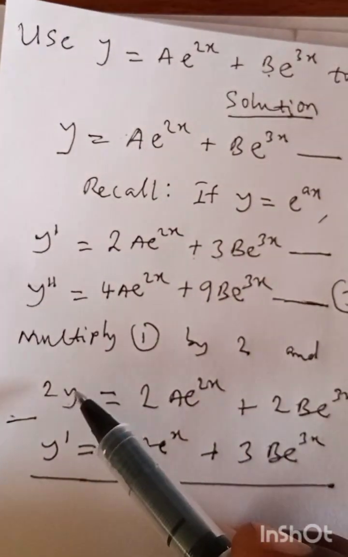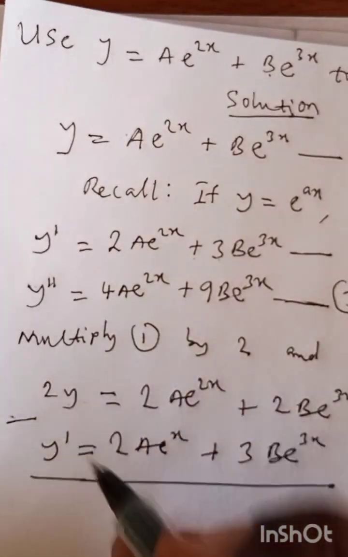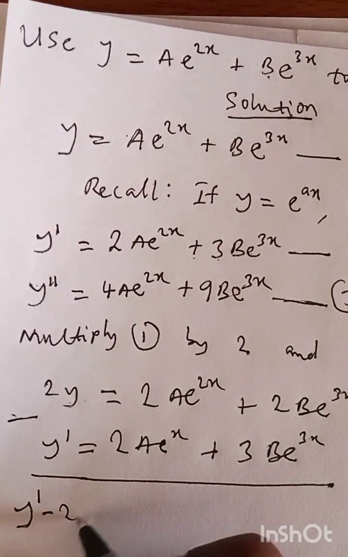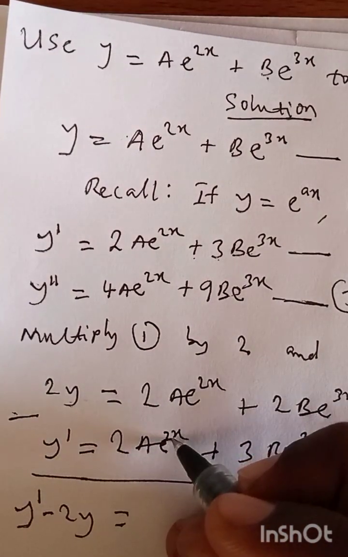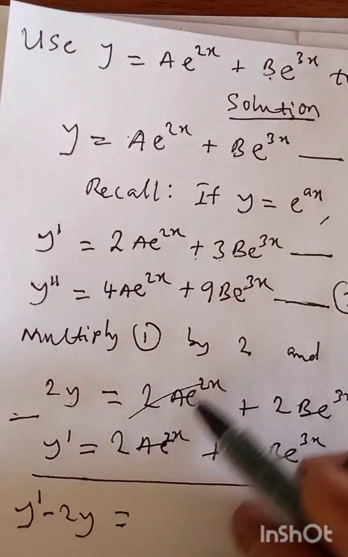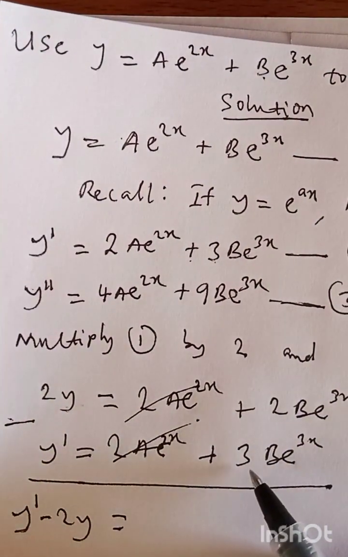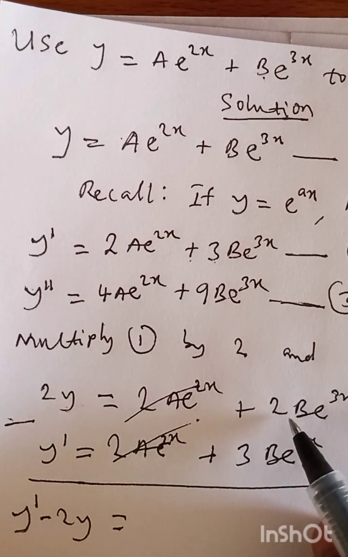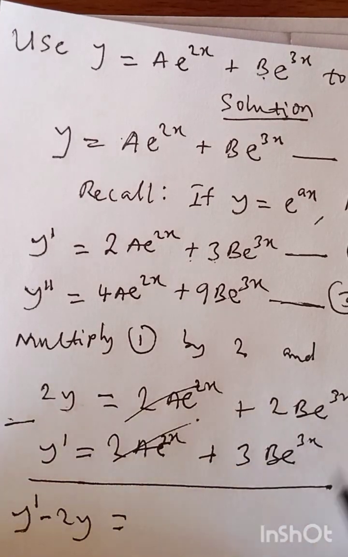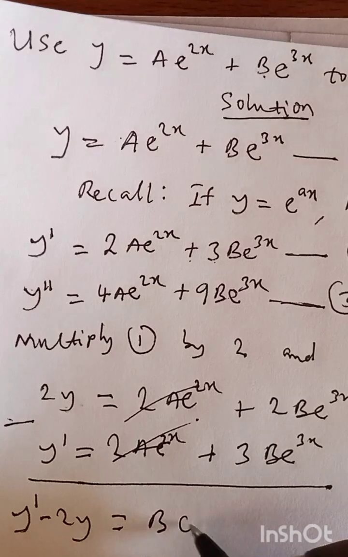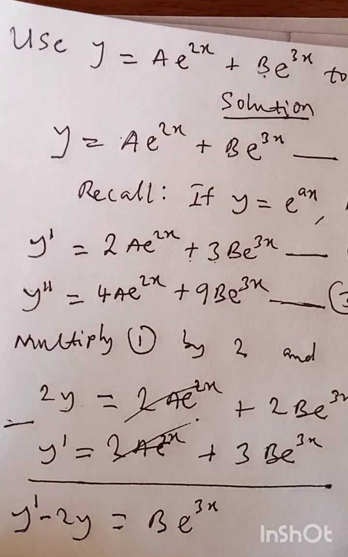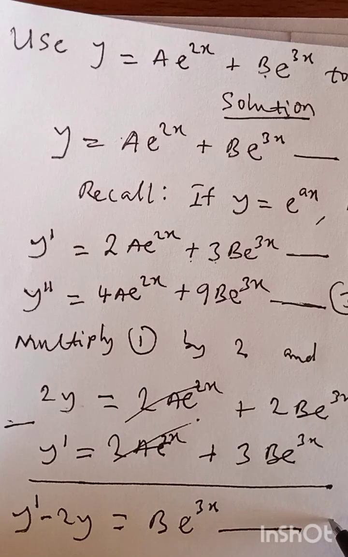That is equation 2 minus equation 1. So y prime minus 2y equals, here 2a exponential 2x minus 2a exponential 2x, this one goes with this one. So here we have 3b exponential 3x. Then here we have 2b exponential 3x. So three of them minus two of them, definitely we are left with a single b exponential 3x, because 3 minus 2 is 1. So we call this one equation number 4.